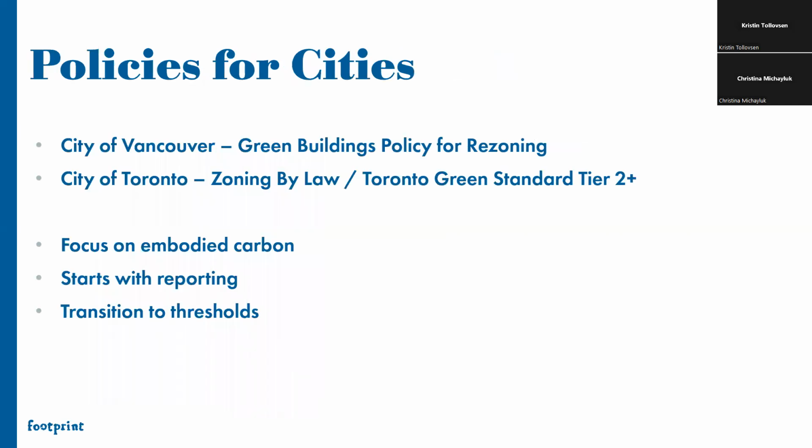So some people have already beat me to it with the questions. I just threw in here that there are policies for cities as well, and how the city of Vancouver and the city of Toronto are some that are doing this, and how they focus on the embodied carbon metric specifically, looking at that global warming potential. But really it starts off with them asking for reporting of information. And then there's this potential transition into what our thresholds will provide us. So for example, with the Toronto Green Standard, Tier 2 now requires that some buildings meet that 350 kilograms of CO2 per meter squared.